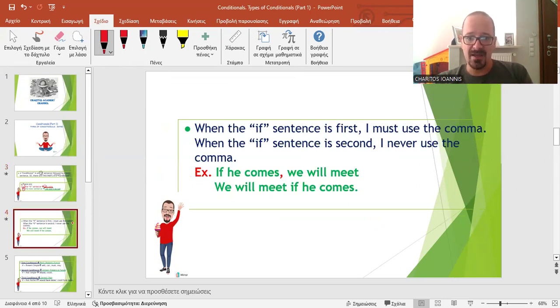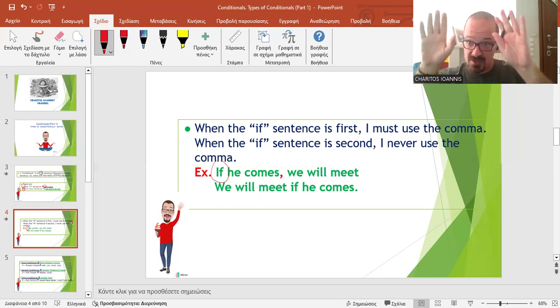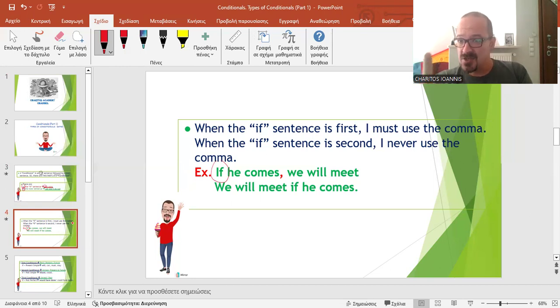Another issue is when I use the comma between the if sentence and the main sentence. Well, when I start with the if sentence, like here, if he comes, we will meet, I must always use the comma. But if I invert the two parts of the conditional and start with the main sentence, I must not use the comma. So we will meet if he comes. Can I always invert the parts of a conditional? Yes, I can.